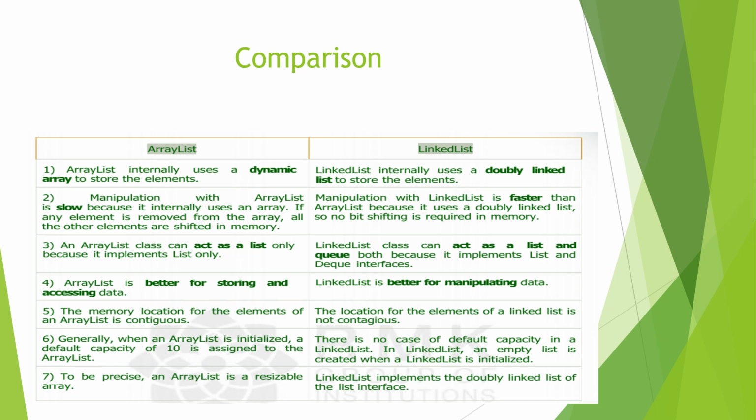And in array list, the class can act as a list only, but in case of linked list it can act as a list and also as a queue interface, both. So array list is better for storing and accessing data, but linked list is better for manipulating data. And next, the memory allocation for the elements of an array is continuous. The location for the elements of a linked list is not contiguous.